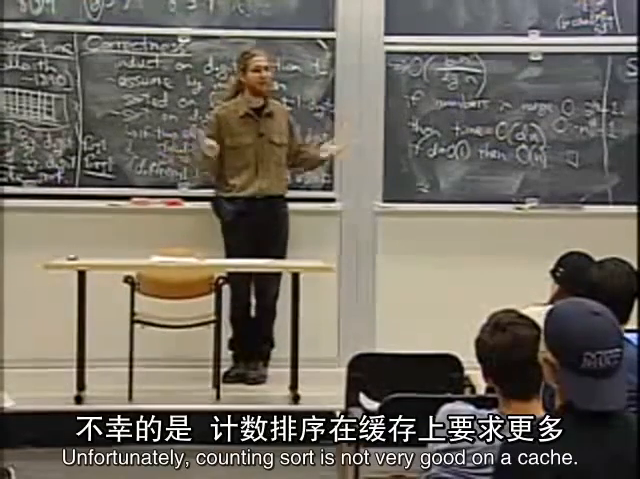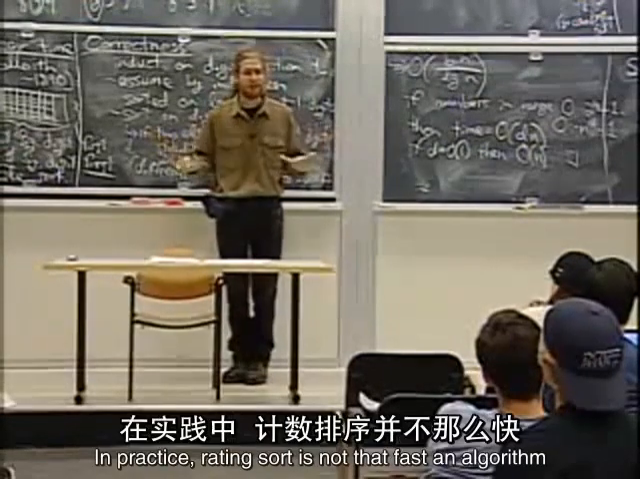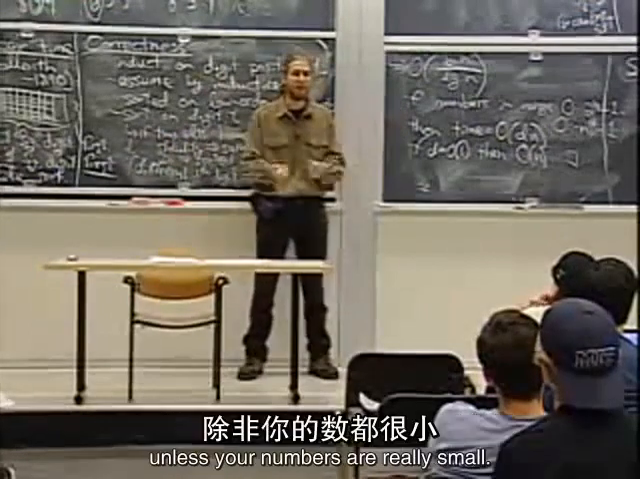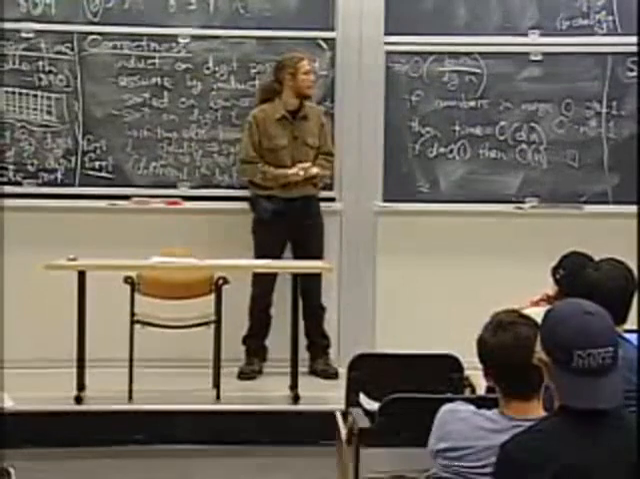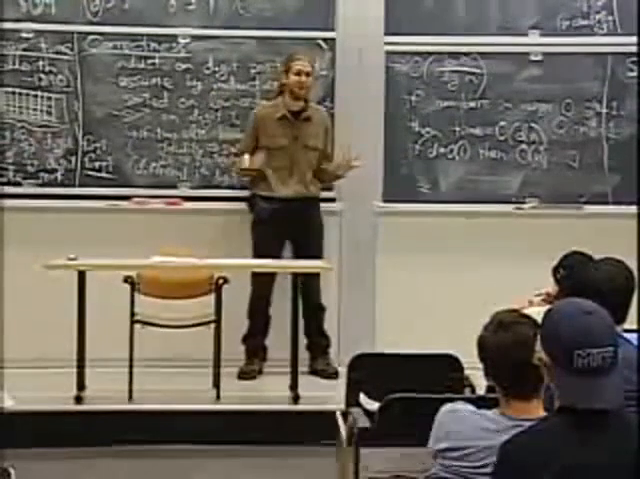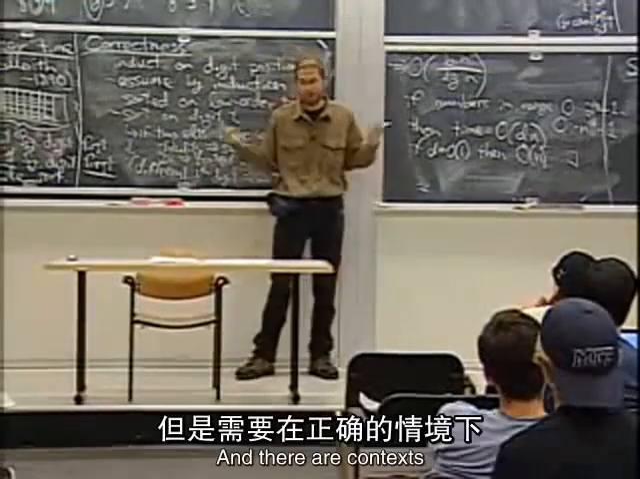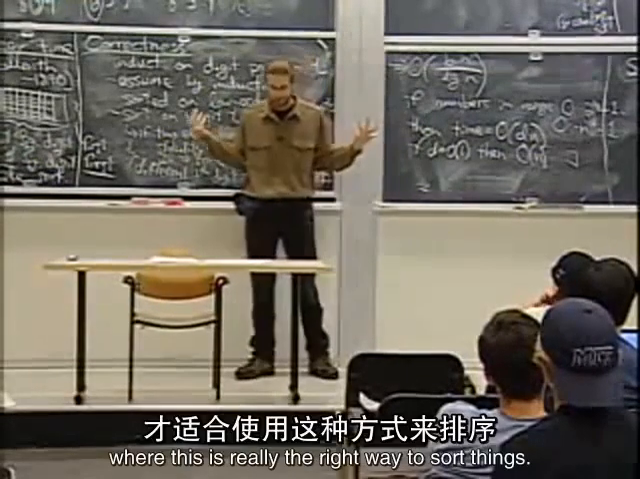Unfortunately, counting sort is not very good on a cache. So in practice, radix sort is not that fast an algorithm unless your numbers are really small. Something like quicksort can do better. Sort of a shame, but theoretically this is very beautiful. And there are contexts where this is really the right way to sort things.